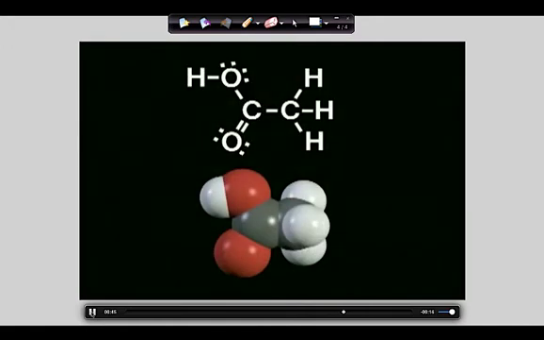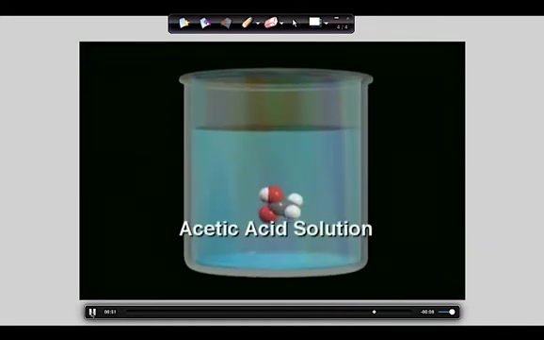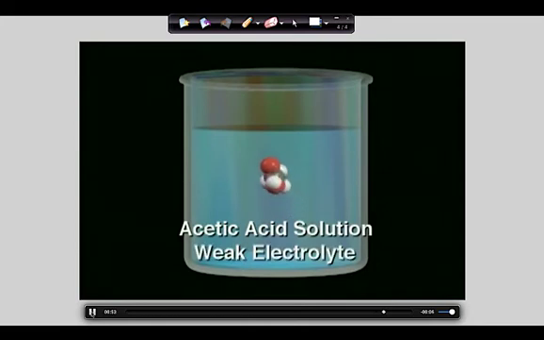Acetic acid is the major ingredient of vinegar. When acetic acid is added to water, it does not completely ionize. It is therefore termed a weak electrolyte. So this will break apart. But will it necessarily stay separated? No, you'll see in this animation they will come back together.